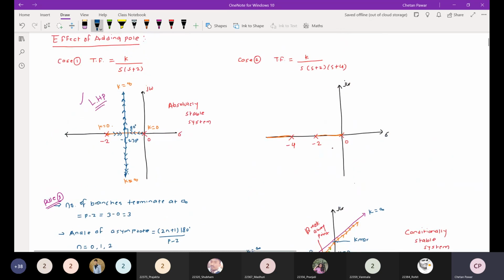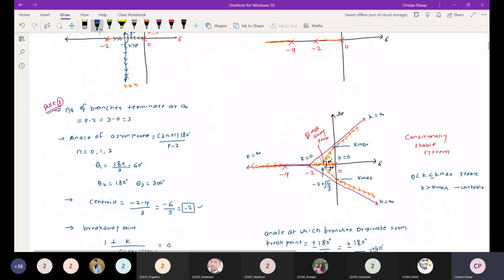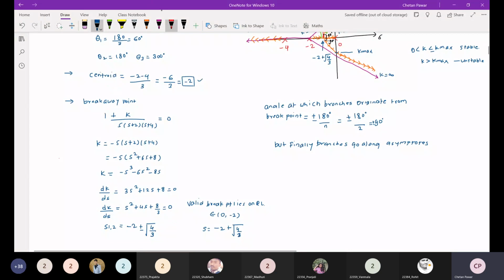So what conclusion can we draw here? If you add a pole into the transfer function, what will happen? The system stability decreases. So what is the conclusion? The conclusion I can write here: after adding a pole in the transfer function, system stability decreases. Okay, so we have seen this effect of adding a pole.